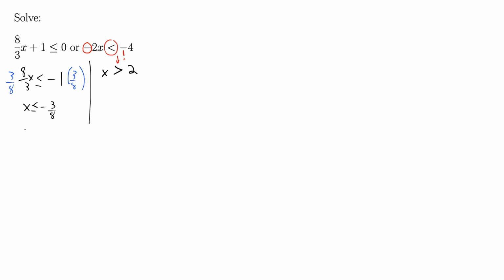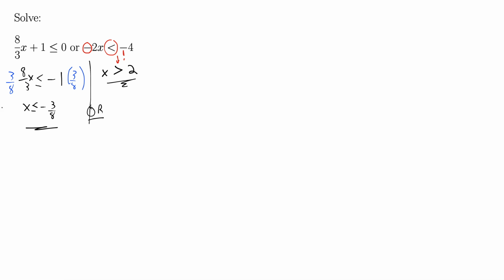Okay, so we have two things going on here. We have x less than or equal to negative 3/8, x greater than 2, and this is still an or in between them. So that means anything that shows up in either of these two wings of this will be included in our answer. Let's go straight to the interval notation here.